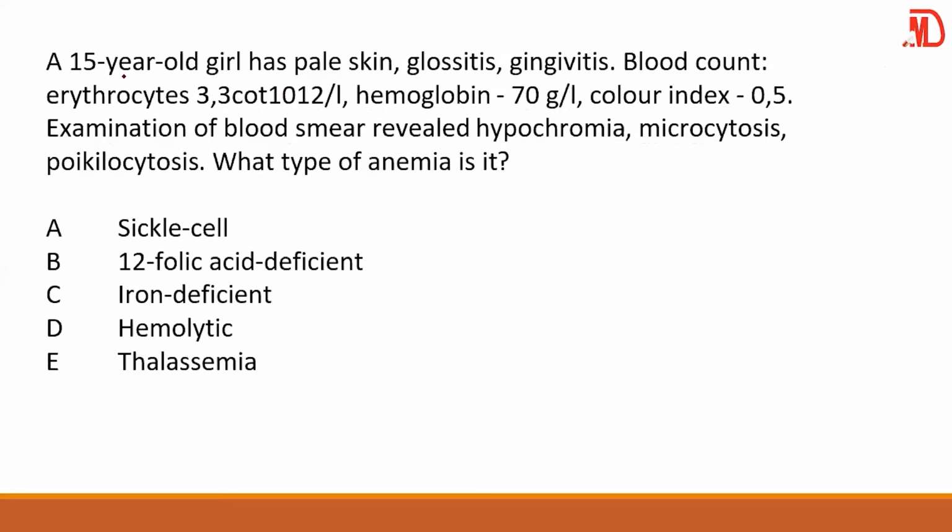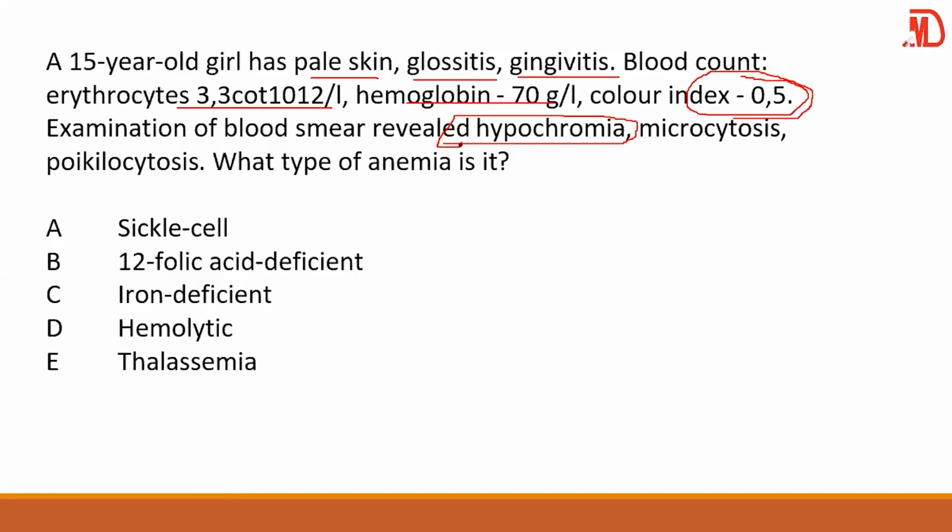Good. We have a 15-year-old girl who is pale, with glossitis and gingivitis. On the blood, we have 3.3. Hemoglobin is 70, quite low. Color index is 0.5. And we said when color index is this low, what comes to mind? You are thinking of iron. Hypochromia, meaning there's not enough color.